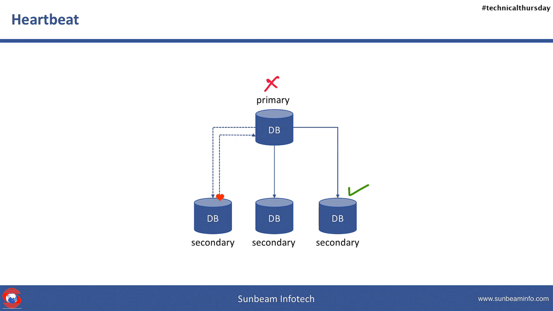So in a replica set, there will always be one primary and multiple secondaries. If the primary goes down, there will always be one secondary ready to take over the primary's charge.